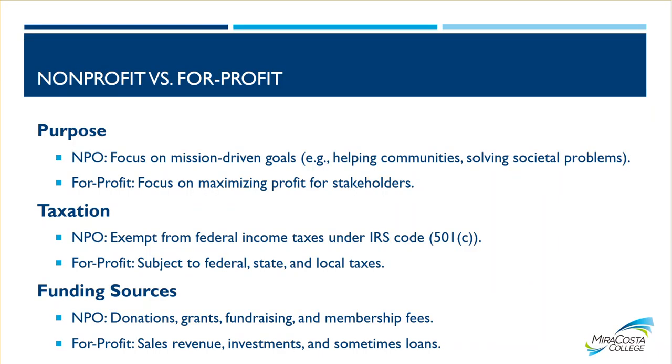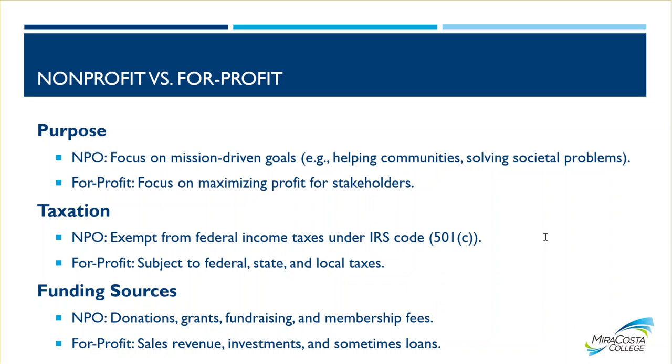So the purpose of a nonprofit is to focus on mission-driven goals, helping communities, and solving societal problems. For-profit focuses on maximizing profit for stakeholders. Taxation: nonprofits are exempt from federal income taxes under IRS code 501(c). There's a lot more involved in that; this is just an overview. There are a lot of different 501 letters that I learned recently. For-profits are subject to federal, state, and local taxes.